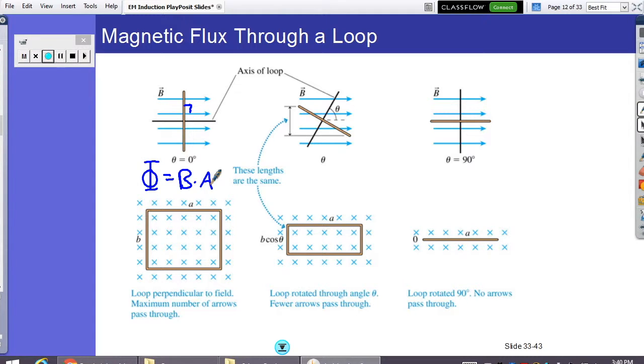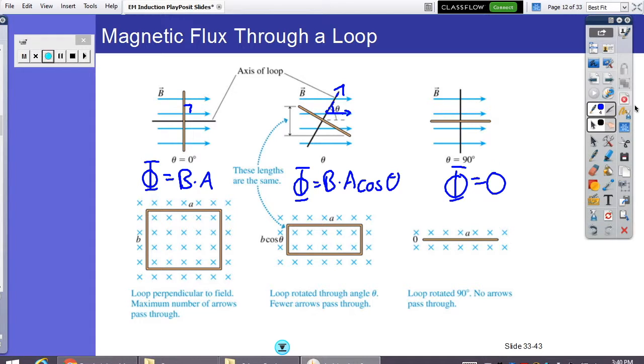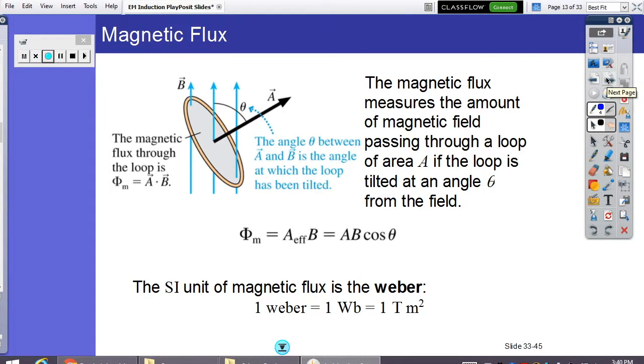In this case, if it's at a little bit of an angle, it's going to be B times A times the cosine of the angle. And let's just be careful. The angle is actually measured between the field and this little normal vector from your surface. And if it's perfectly parallel everywhere, your flux is, of course, 0. And again, if it's at an angle, you got to take that into account. Only the component pushing through your surface counts.